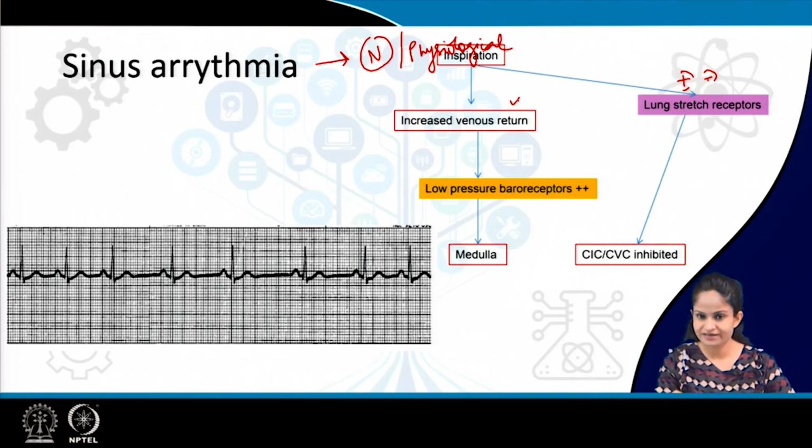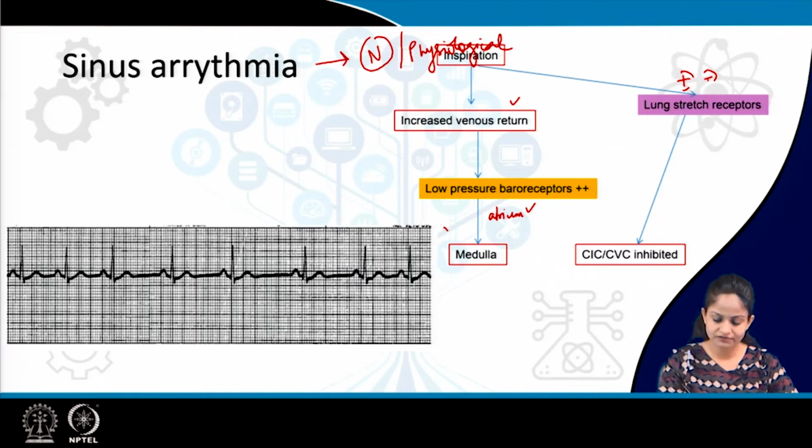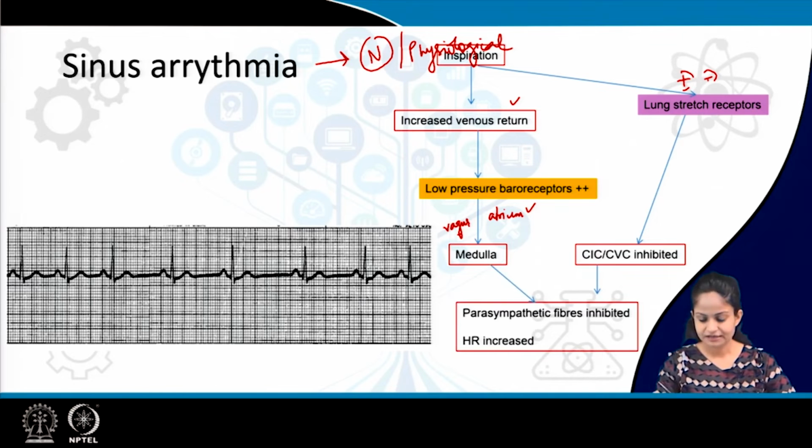Now, this increase in the venous return will cause stimulation of the volume receptors, that is low pressure baroreceptors, which are mainly present at the level of atrium. So, this will get stimulated and this will cause activation of the medulla via vagus nerve or 10th cranial nerve. Here, this will further inhibit the parasympathetic fibers. Now, vagal activity is inhibited means our heart rate is increased, the sympathetic activity is increased.